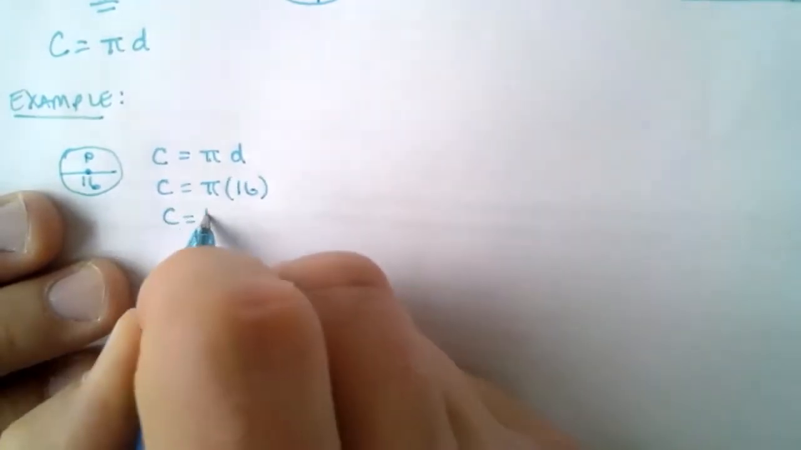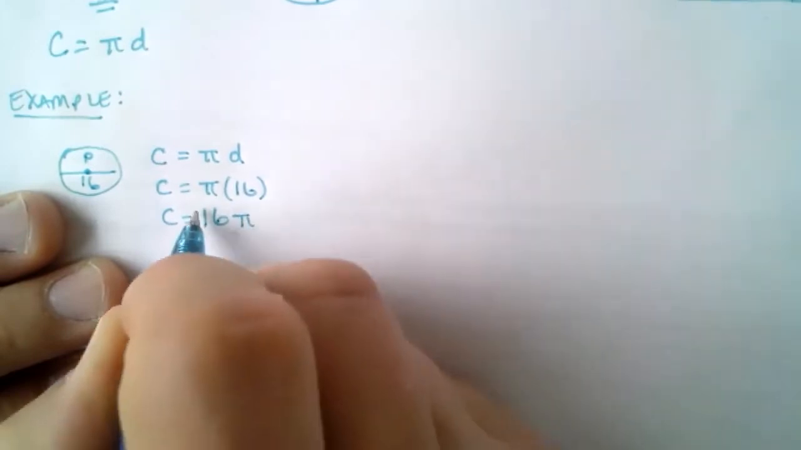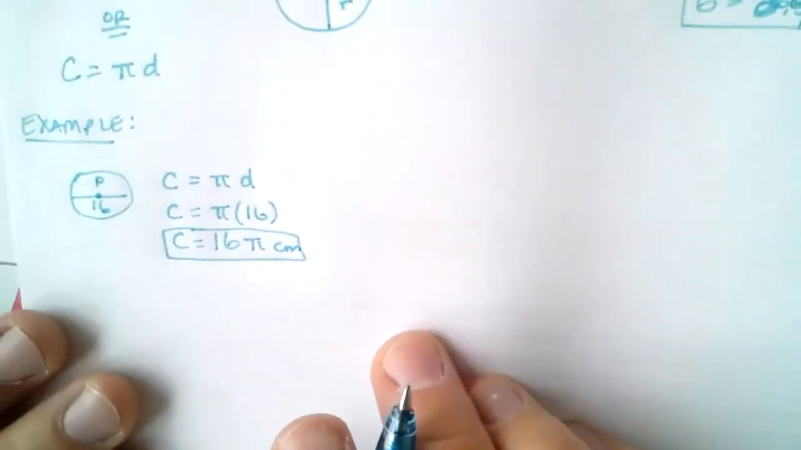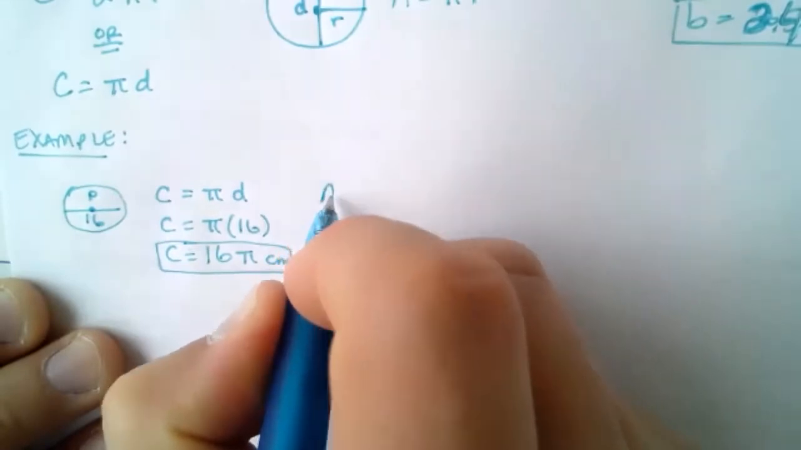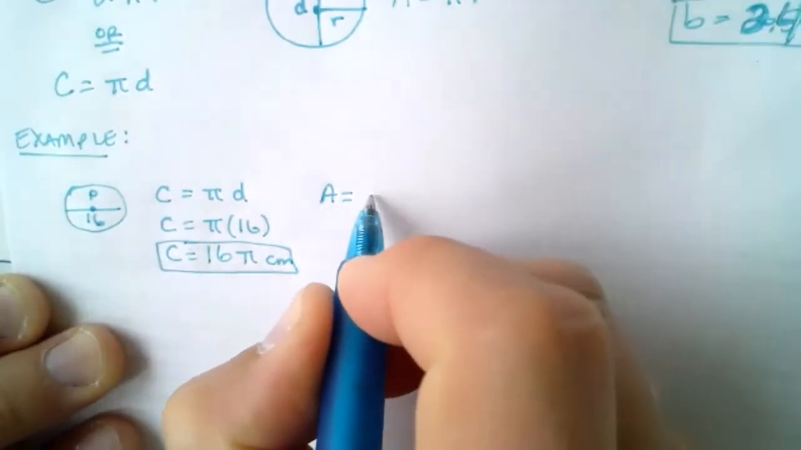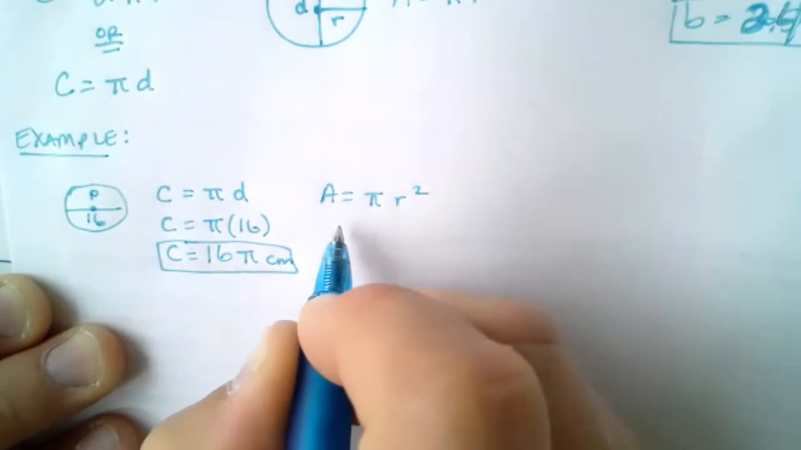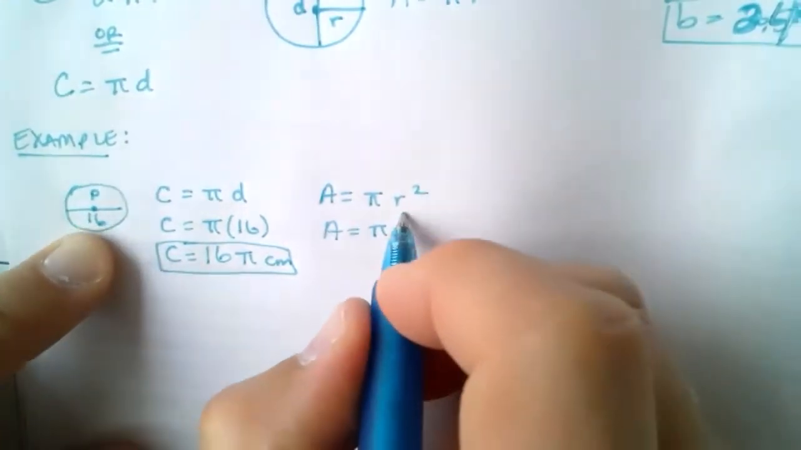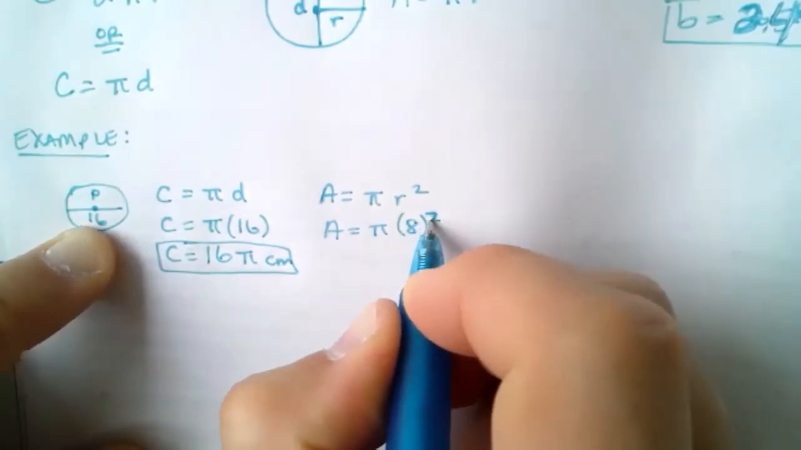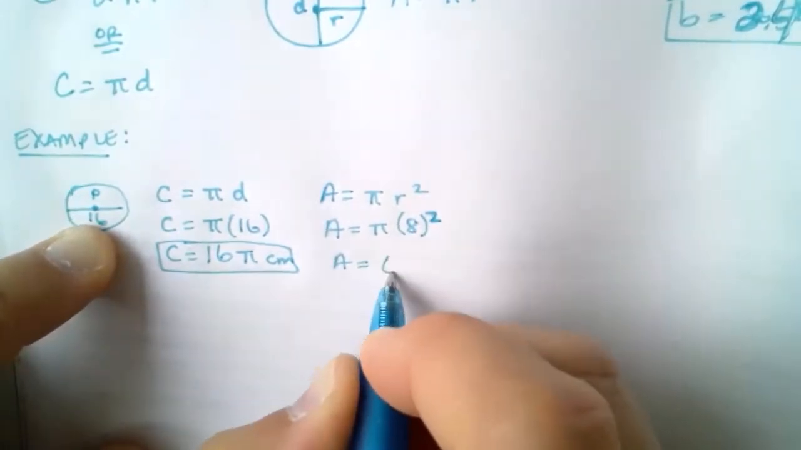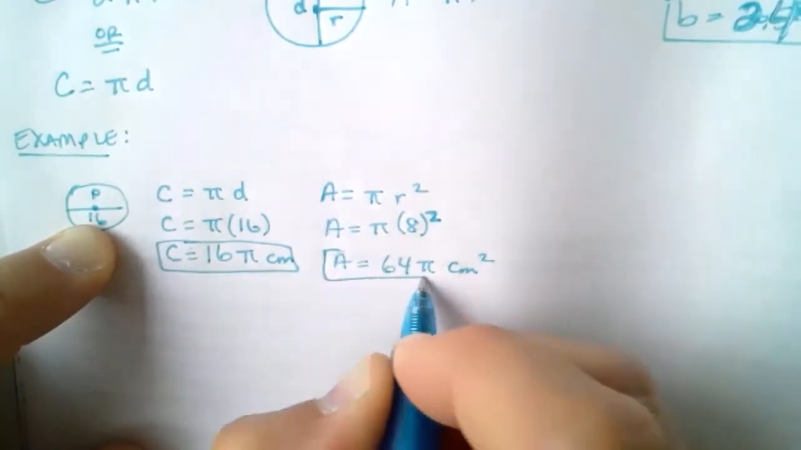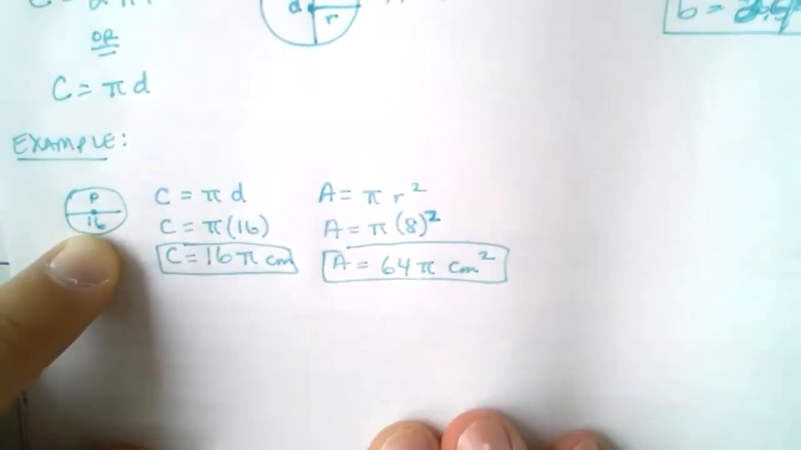So in terms of pi, my circumference would be 16 pi centimeters. Well, if I want an area, I would get area equals pi r squared, and the radius is half of the diameter, so that means your radius is 8, and we're going to have 64 pi centimeters squared. That's how you calculate those two values.